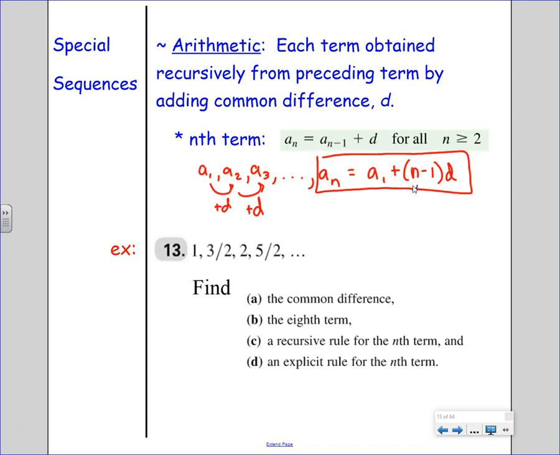So kids, number 13, what do you say? Go. Common difference, what's d? The 8th term, find me A sub 8.